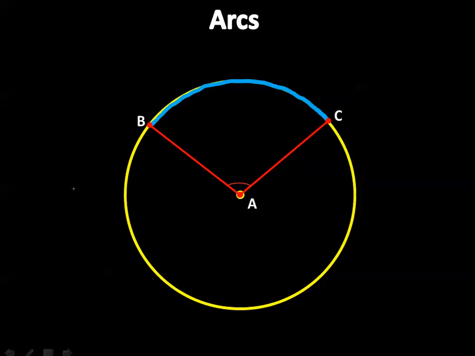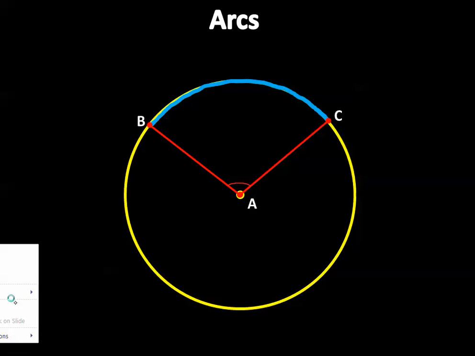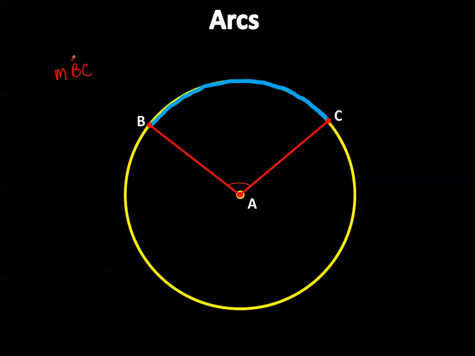Since I didn't type that on there, I better write it there. So I'm going to put here that the measure of arc BC, and it's a minor arc, so I only name it with 2 letters, equals the measure of angle BAC.